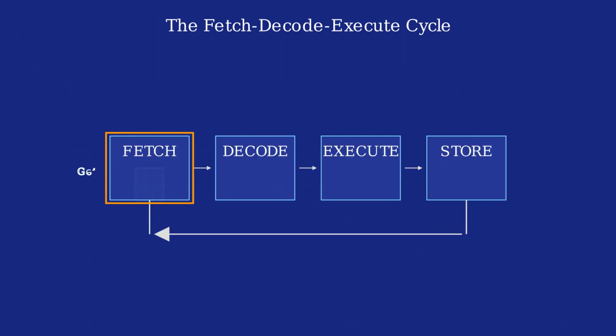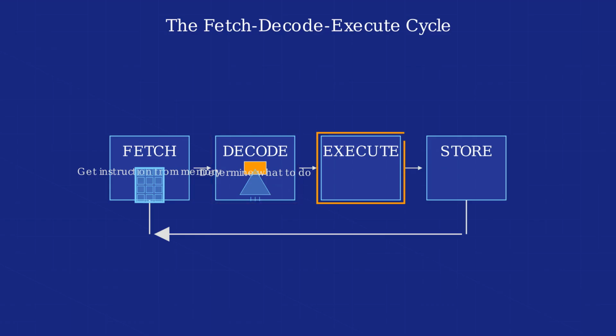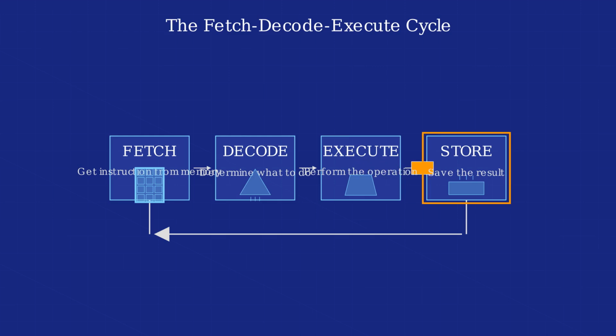The CPU operates through a fundamental process called the Fetch-Decode-Execute Cycle. In the fetch stage, the CPU retrieves an instruction from memory using the address stored in the program counter. During the decode stage, the CPU interprets the instruction to determine what operation to perform and what data to use. In the execute stage, the CPU's arithmetic logic unit performs the actual operation, such as addition, comparison, or data movement. Finally, in the store stage, the CPU saves the result to a register or memory location and updates the program counter to the next instruction. This cycle then repeats for the next instruction, forming a continuous process.